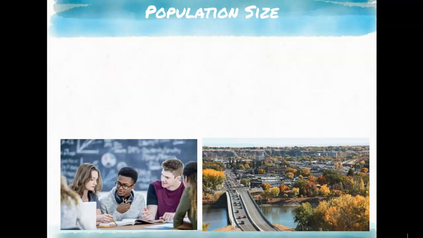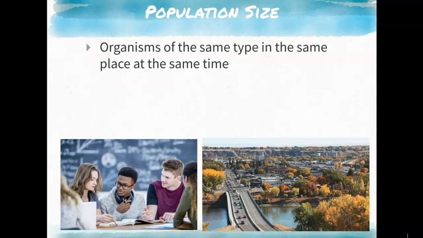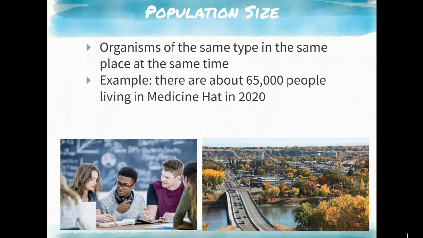The last thing that we want to talk about is population size. So how do we determine that? First of all, population, remember, is the same species at the same time in the same area. So if we're looking specifically at a population, we have to have that. If I was looking at an example, like the year 2020, there's about 65,000 people that live in Medicine Hat in the year 2020.